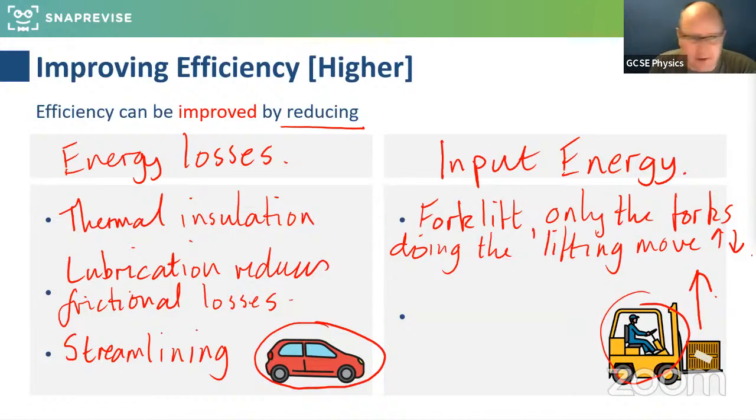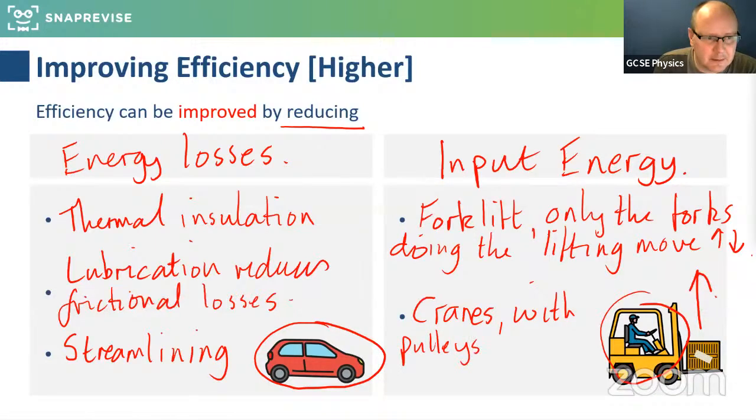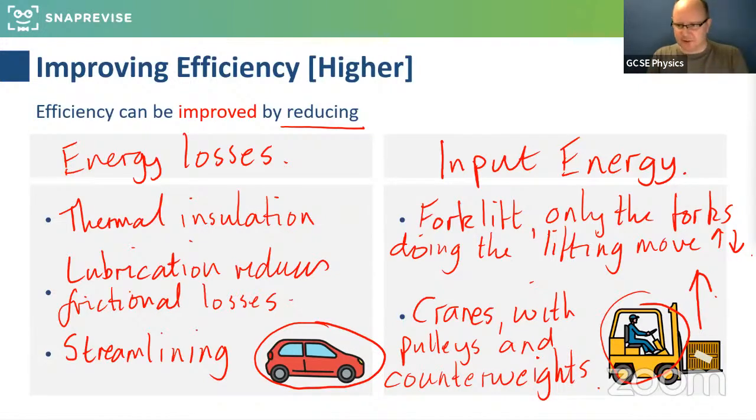And we can also use cranes. So if we're moving building materials, we can use cranes, and they have pulleys, and also counterweights. They will also help to reduce the input energy. If you're trying to raise something up, if you can allow something else to come down naturally using gravitational force, then so long as that thing you're sending down is a little bit heavier than the thing you're sending up, you can do so with very little energy.